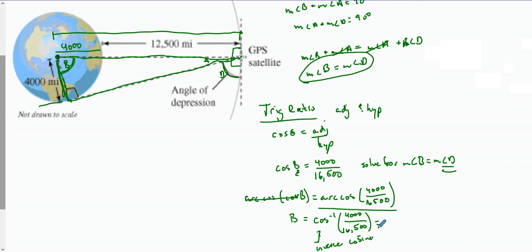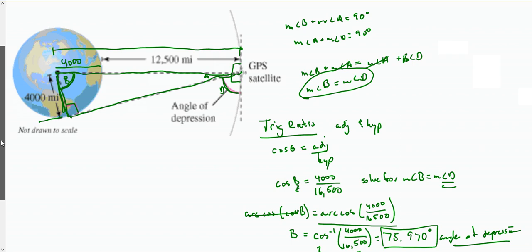If you have a TI, you probably have to press second or something like that. But you go second, cosine, then you got that inverse symbol, and you go 4,000 divided by 16,500. And what we get here, at least for my calculator, and I have it in degrees, so this is going to be in degrees, is 75.970 degrees. That is the angle of depression. There we go. Boom, angle of depression.